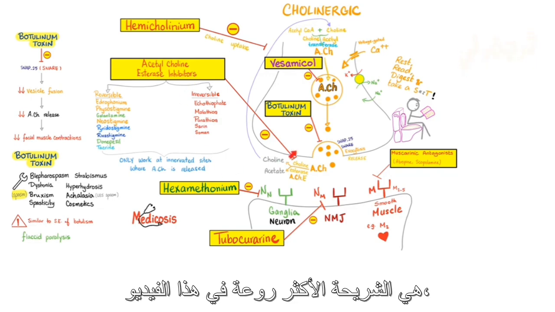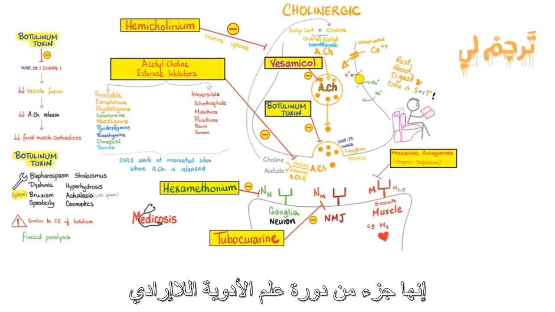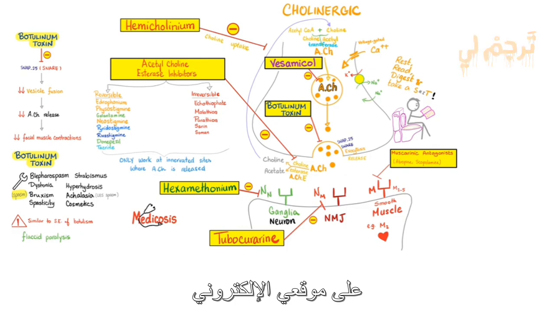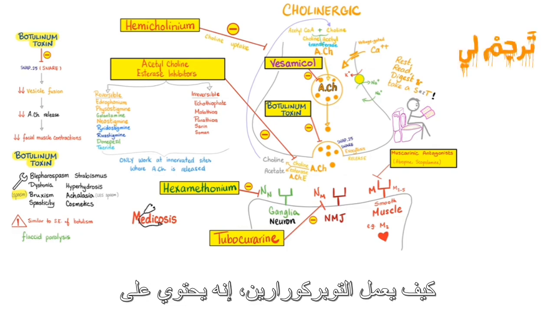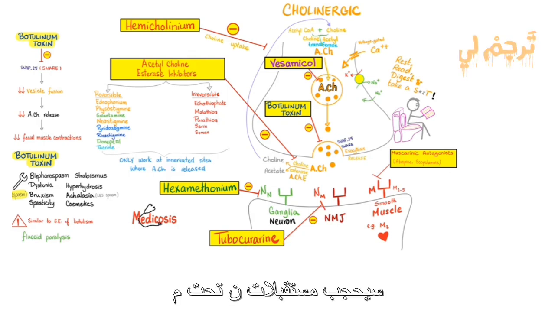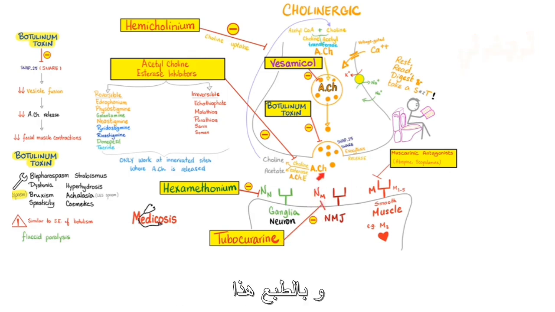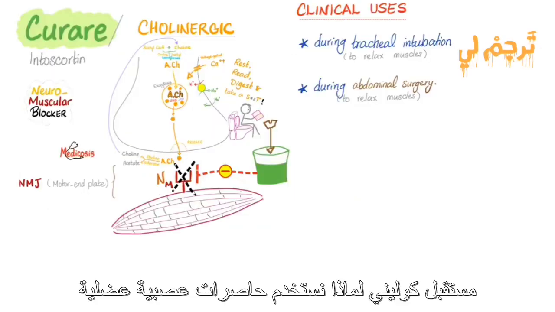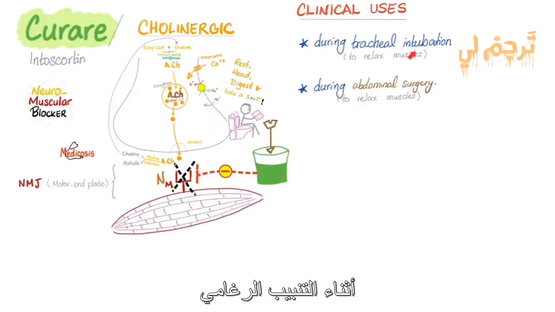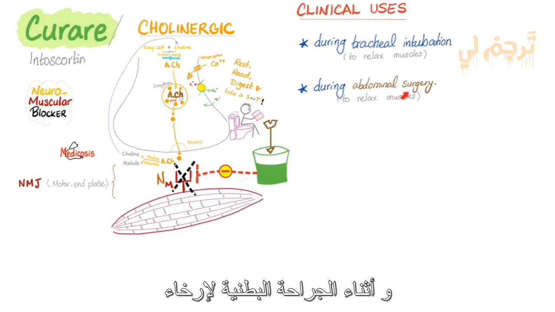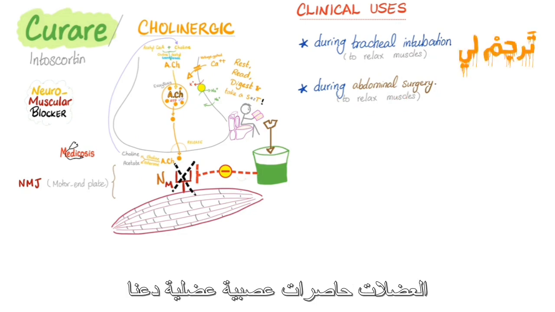And this is the most amazing slide in this video. It's part of my autonomic pharmacology course on my website, medicosisperfectionalis.com. How does tubocurarine work? Well, it has curare in it. It's gonna block the N sub M receptor at the neuromuscular junction, and of course this is a cholinergic receptor. Why do we use neuromuscular blockers? During tracheal intubation to relax the muscles and during abdominal surgery to relax the muscles.